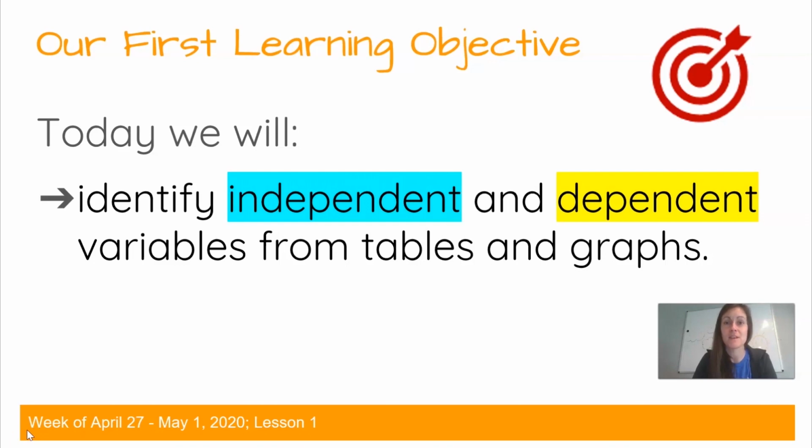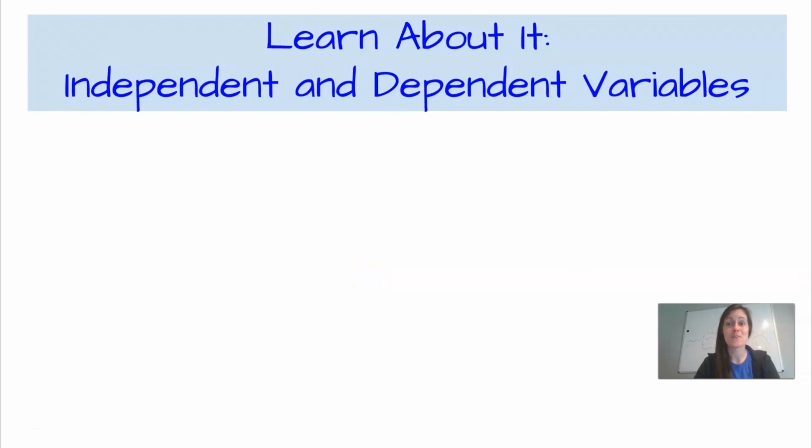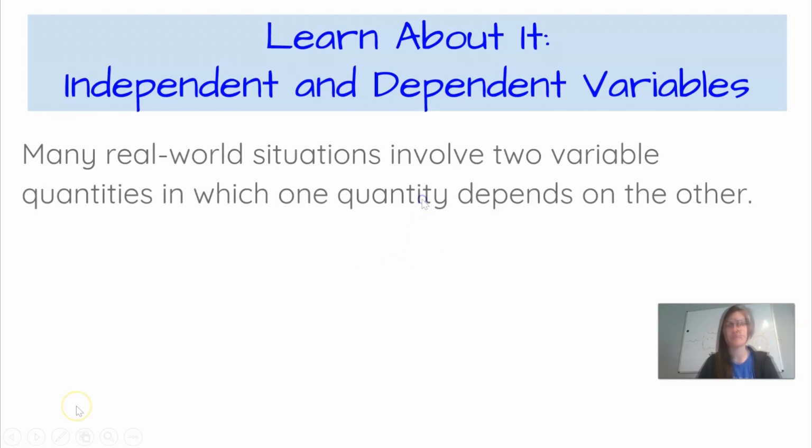The material covered in this first mini lesson today is the same as the material in your print packet for Math 6 during the week of April 27th. On the screen is our first learning objective for today. Today, we will identify independent and dependent variables from both tables and graphs. And now we're going to learn about it. In this section, we're going to be learning about independent and dependent variables. In the Think About It task, we thought about situations where we depended on someone else. So keep that in mind as you learn about independent and dependent variables.